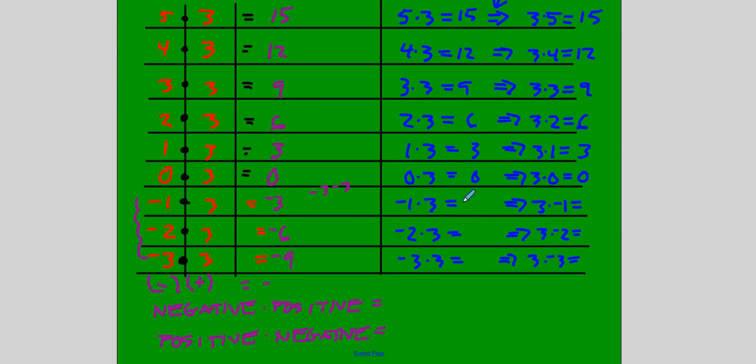-1 times 3 is -3, so 3 times -1 is -3. -2 times 3 is -6, 3 times -2 is -6. -3 times 3 is -9, 3 times -3 is -9. So here we're trying to show right here that a positive times a negative is a negative for these last three examples here. So in general, when you're multiplying positive and negative numbers, a negative times positive is going to be a negative. And a positive times negative is also a negative.